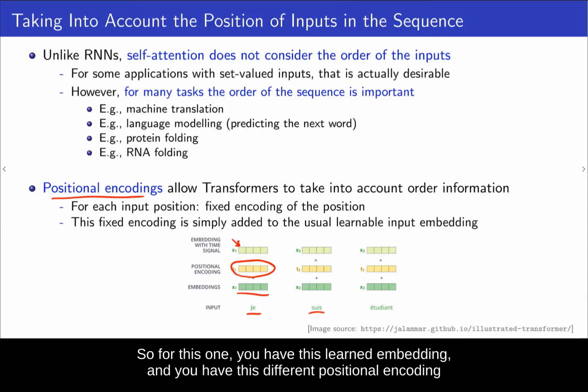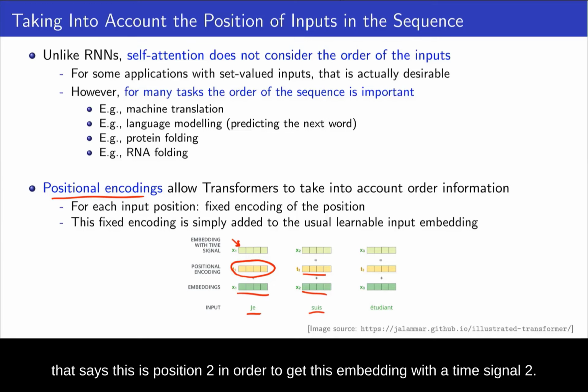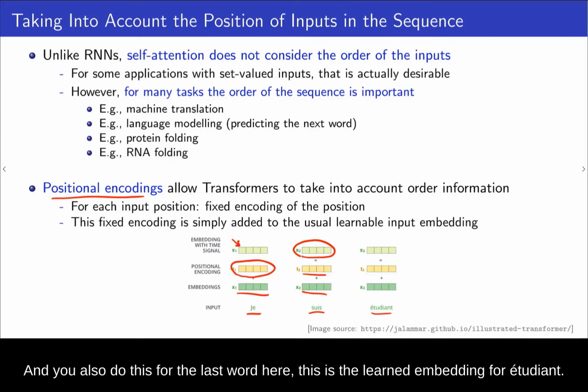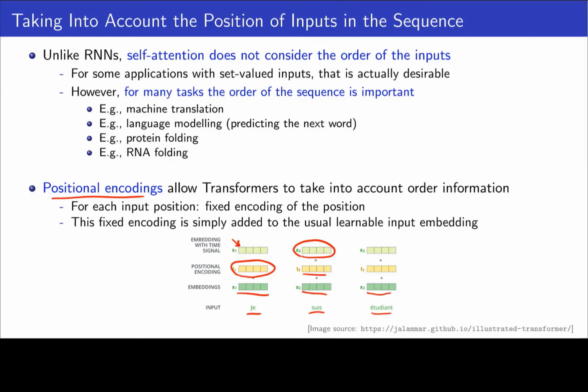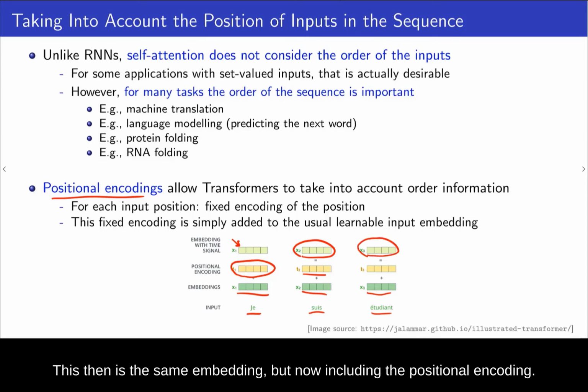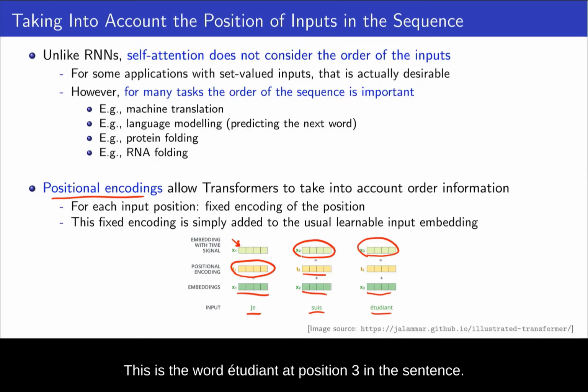So for this one, you have this learned embedding, and you have this different positional encoding that says this is position 2 in order to get this embedding with a time signal 2. And you also do this for the last word here. This is the learned embedding for étudiant. And this then is the same embedding, but now including the positional encoding. This is the word étudiant at position 3 in the sentence.